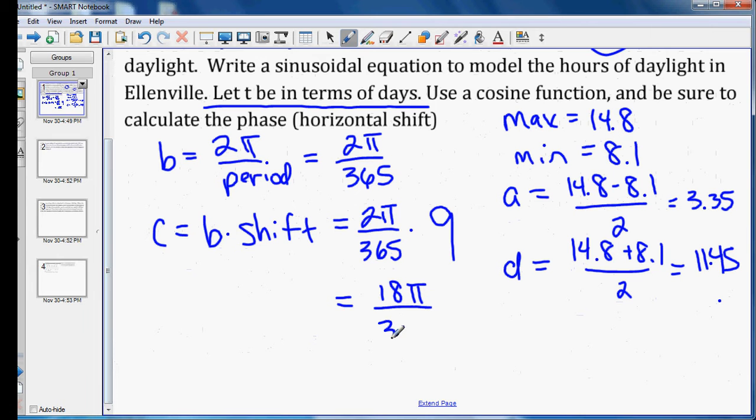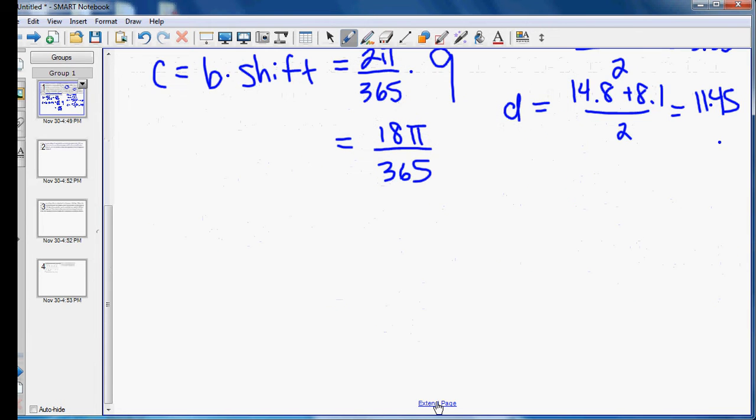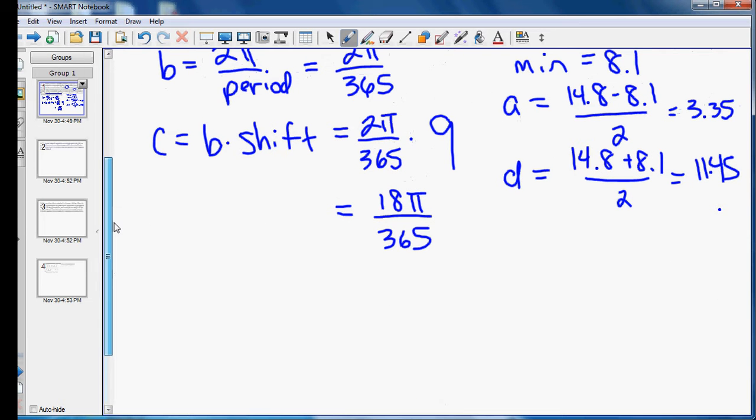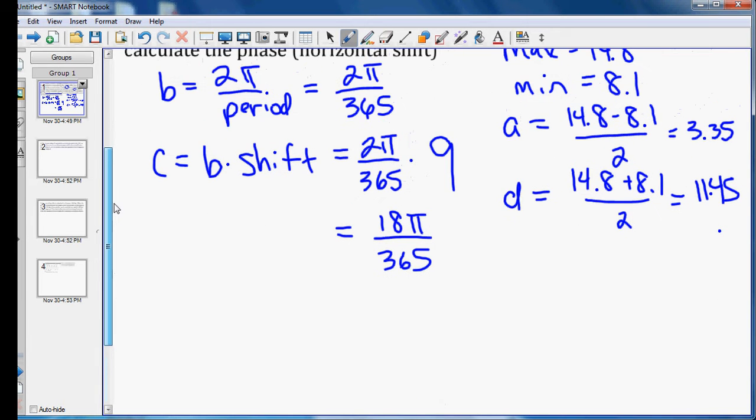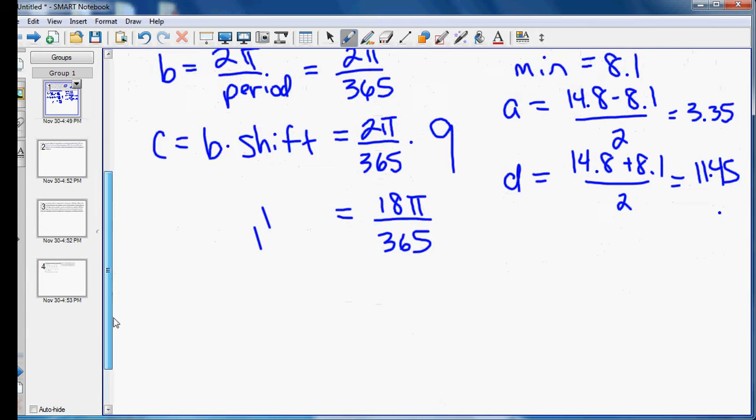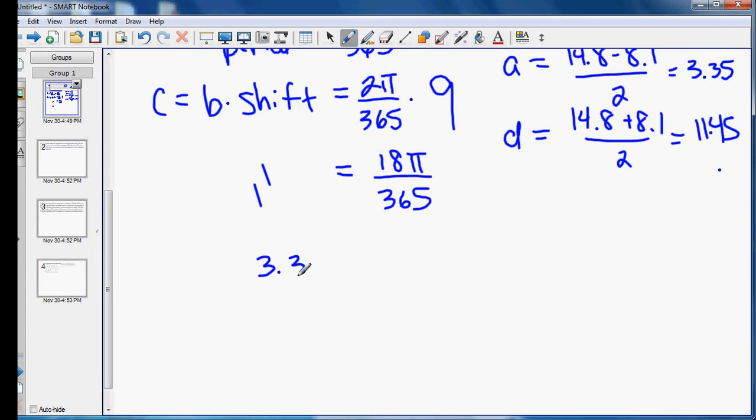We have all the letters we need. We have our A, our amplitude, our D, our B, and our C. So let's put this all together. The amplitude is 3.35. And we are using cosine. Our B is 2 pi over 365. Don't forget to put the variable in there. I'm going to use t for time. Our C is 18 pi over 365.